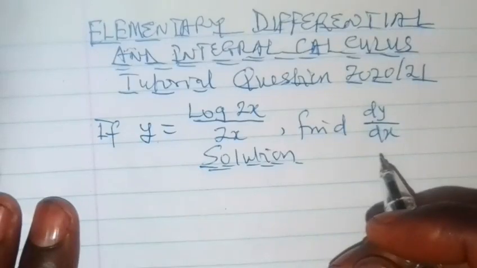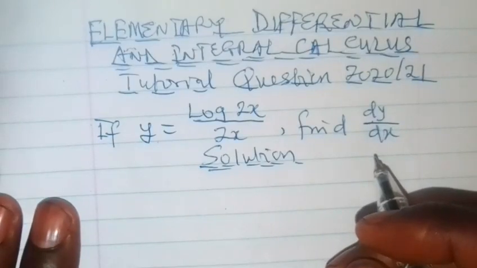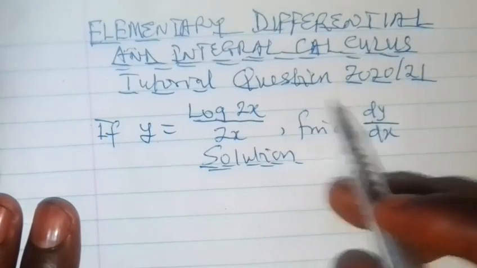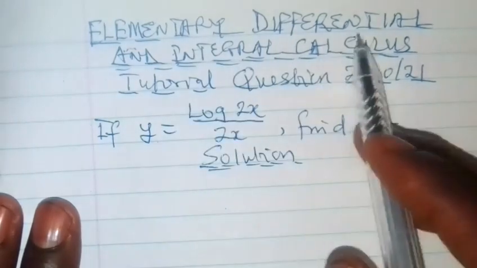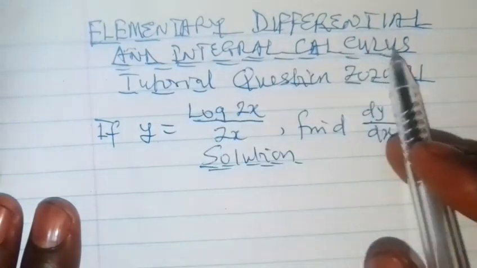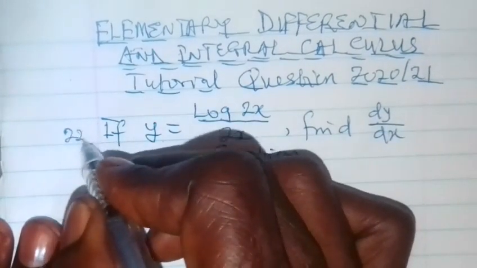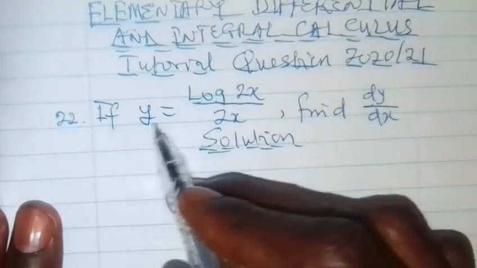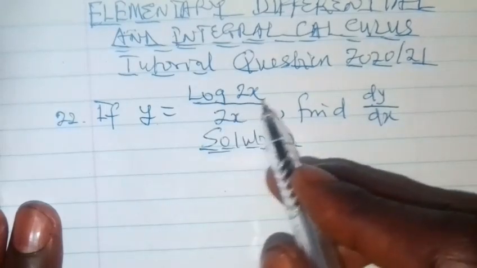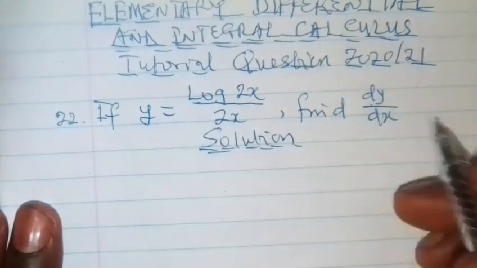You are once again welcome to this tutorial lesson. In this tutorial lesson, the question we are dealing with comes from elementary differential and integral calculus. Here we are looking at question 22. It reads: if y equals log 2x upon 2x, then find dy/dx.